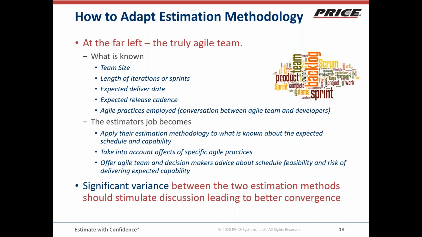Significant variance between the two estimation methods should stimulate discussion and hopefully lead to convergence, either because the estimating team realizes there are things they didn't understand about the practices, or the agile team realizes they didn't take everything into account that they should have when they thought they could do that much in this amount of time.